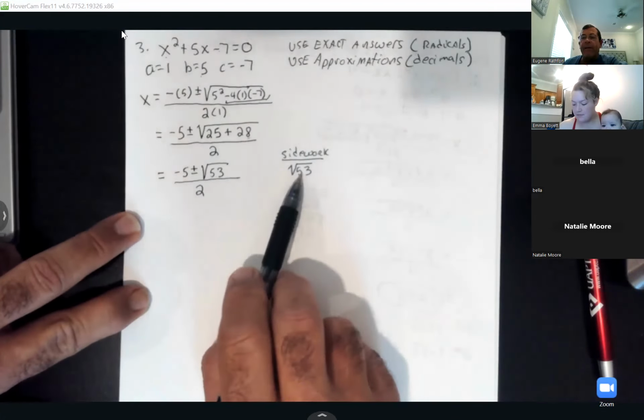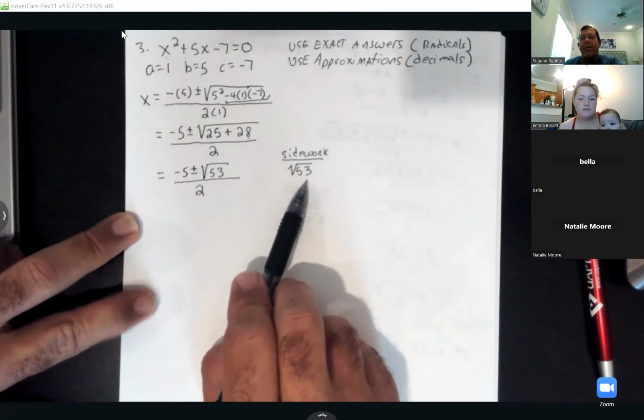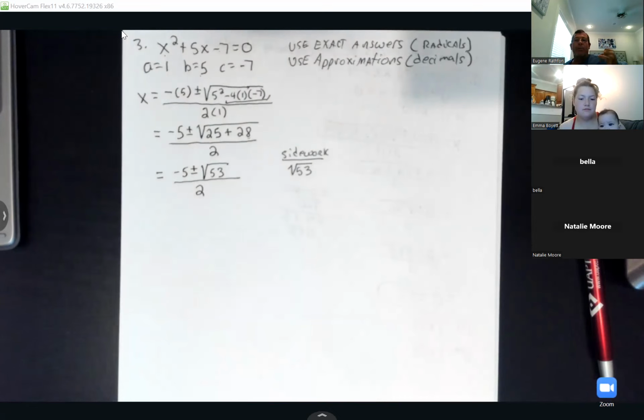So y'all, are there any factors of 53 that are perfect squares? Will it divide by 4? Probably not. Will it divide by 9? No, 9 times 6 is 54, so that doesn't work.